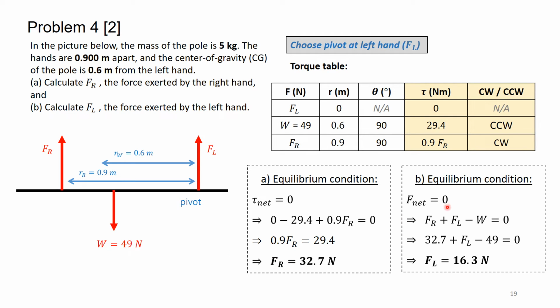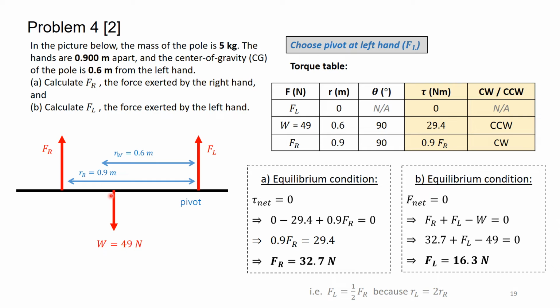And then to find FL, you just find the difference. FR and FL added together must equal the weight. So FR is 32.7, the weight is 49, so FL must be 16.3 to make up the difference. This time FL is half of FR, so it's 32.7 versus 16.3, and that's because RL is double RR.